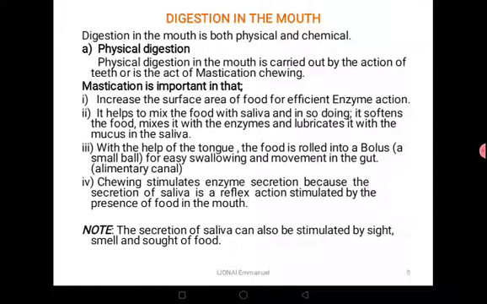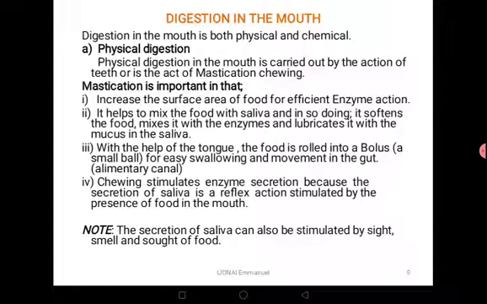With the help of the tongue, the food is rolled into what we call a bolus, or a small ball, for easy swallowing and movement in the gut or the alimentary canal. So the tongue is very important in rolling the food into small boluses that can easily be swallowed.